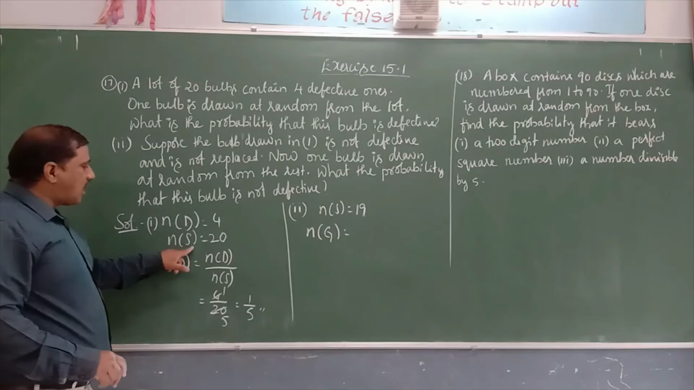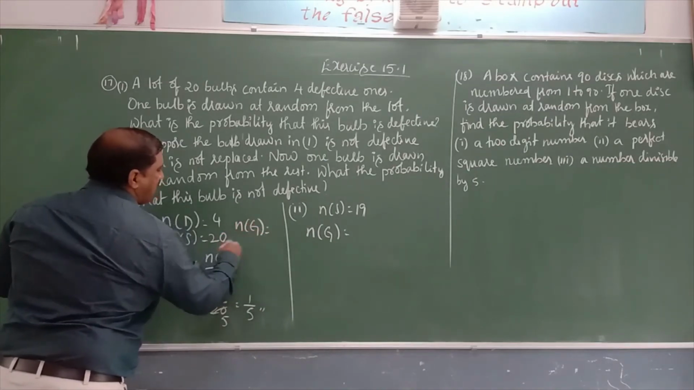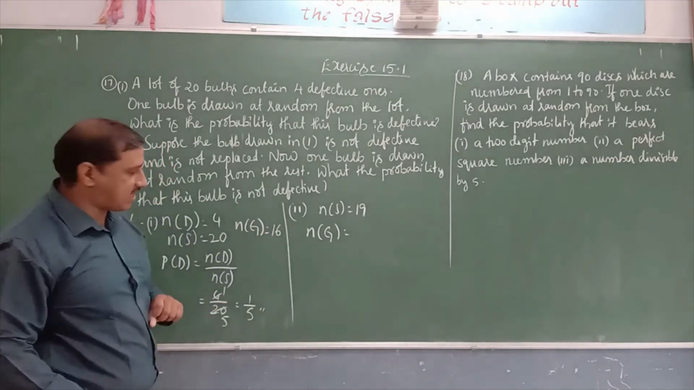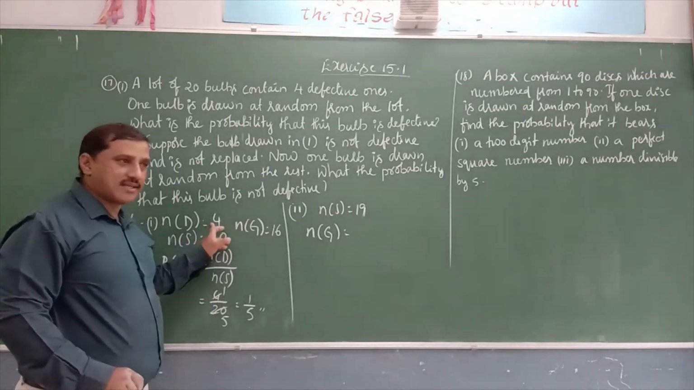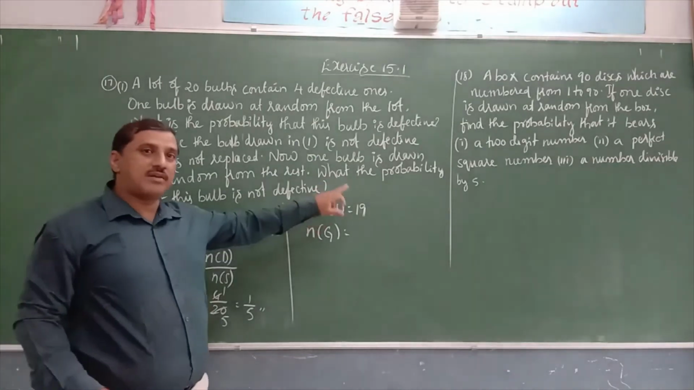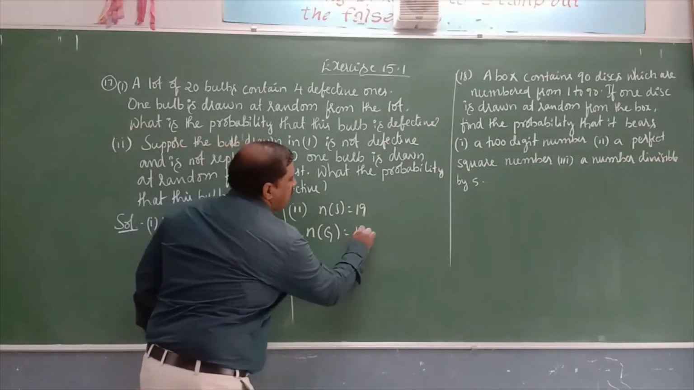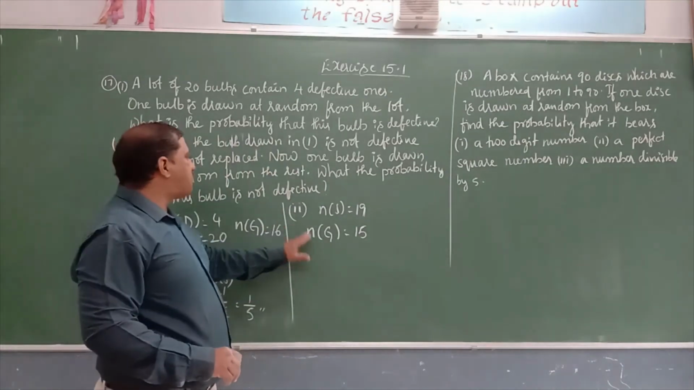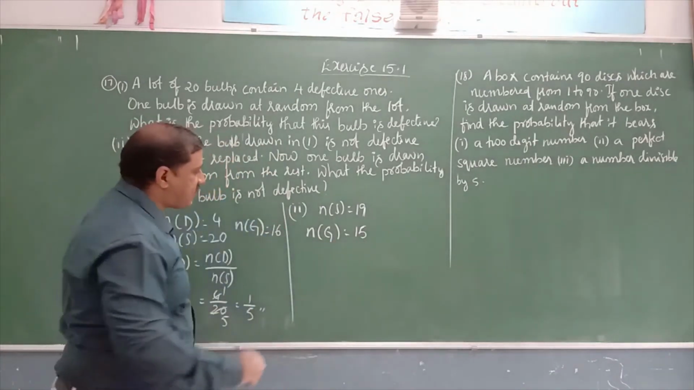So total good bulbs, n of G, is equal to 16. Out of 20, 16 are good and 4 are damaged. So one bulb is taken out. If that bulb is not defective, it is a good bulb. Therefore, the number of good bulbs which are not defective is 15.